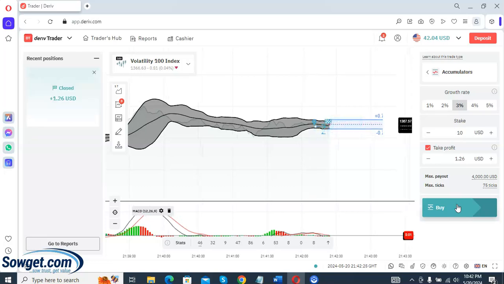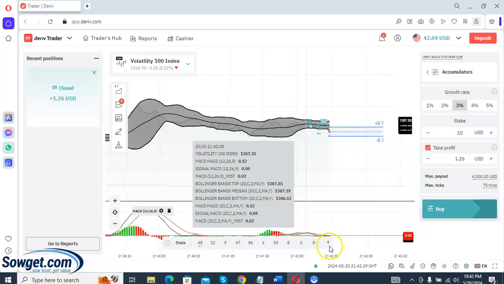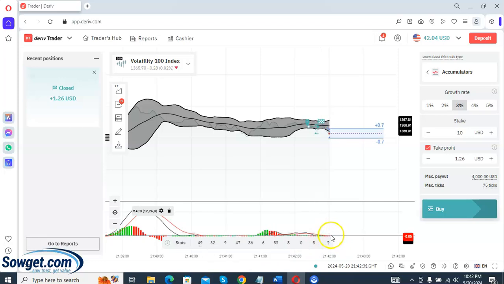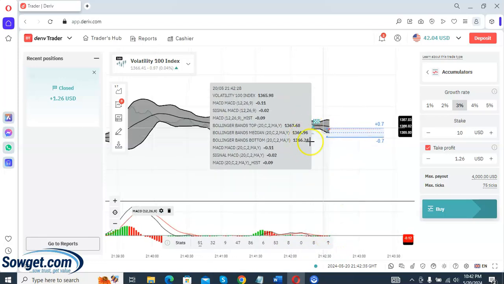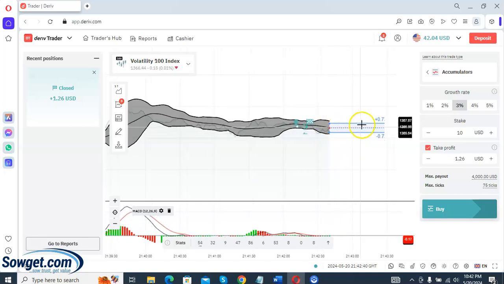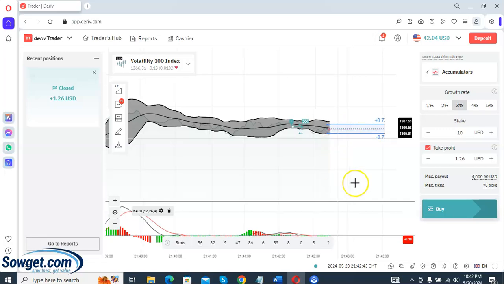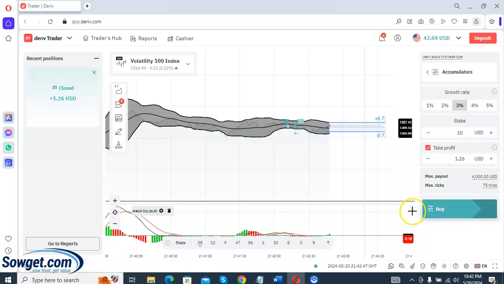Okay, so guys, I hope you can see how I did this. All right, so the MACD lines, the moving average lines, were just at the 0 point. The Bollinger Bands, the upper and the lower bands, were just inside of our price barrier lines. So I think there may be another signal. Let's see. I'll just take another trade.